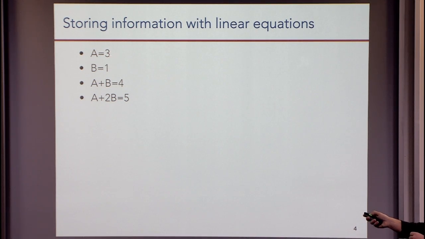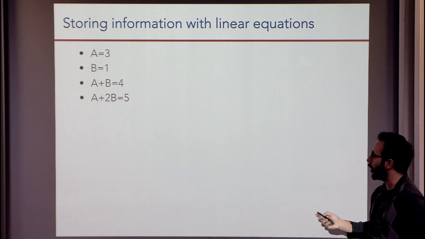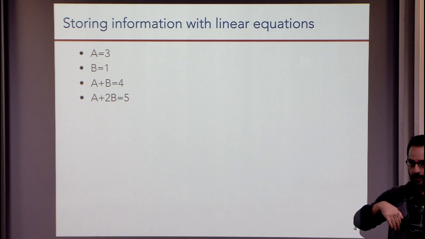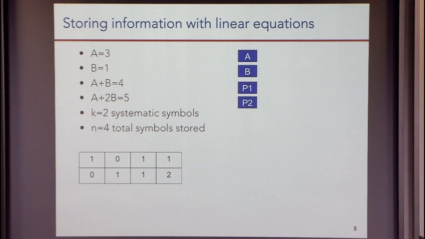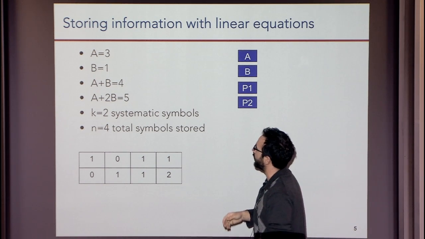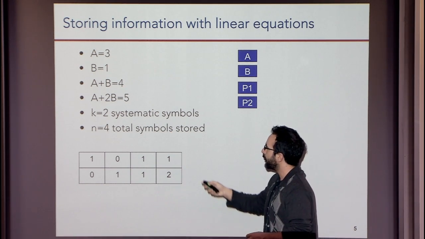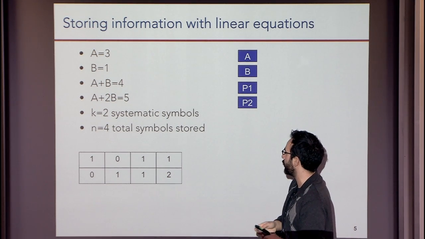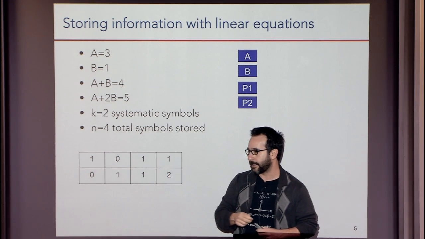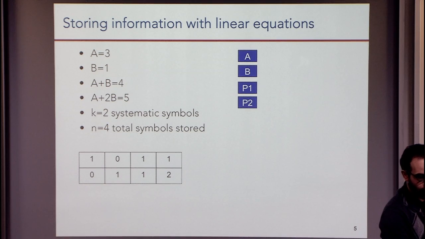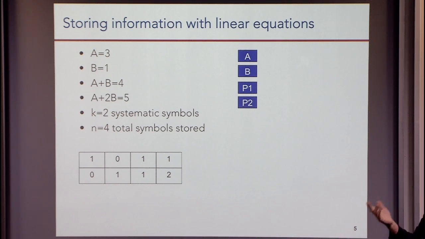So you store A is 3 in one machine, and you store B is 1 in another machine, and then in another you store A plus B is 4. So you store the linear equation and the output of the linear equation. This is, for example, a very simple code, a (4,2) code. It contains two systematic symbols, A and B, and these 4 linear equations. The generator matrix of the code is this K by N matrix. It has this nice property that if you lose any 2 out of these 4 storage nodes, you can reconstruct the data.